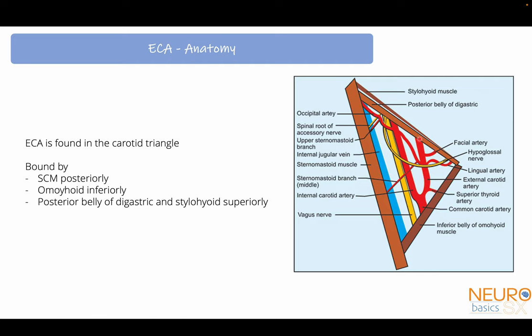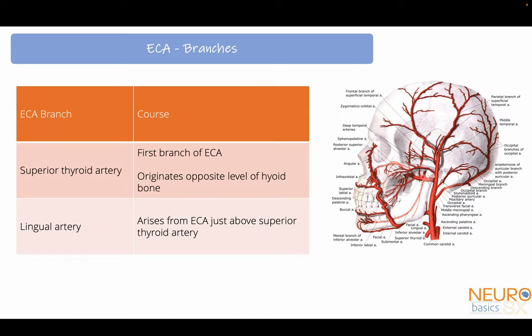This triangle is bounded by the sternocleidomastoid posteriorly, the omohyoid inferiorly, and the posterior belly of the digastric and the stylohyoid superiorly. In this triangle is where you will find the common carotid bifurcation, the ECA and the ICA. The most important thing to know about the ECA is the different branches which arise from it. They're quite easy to remember.